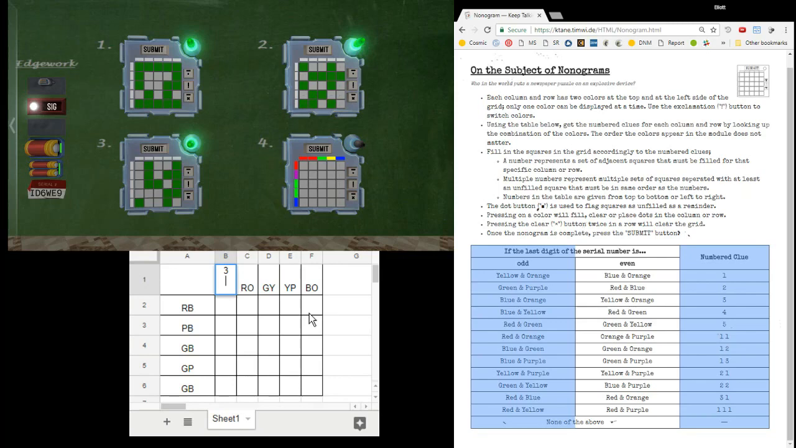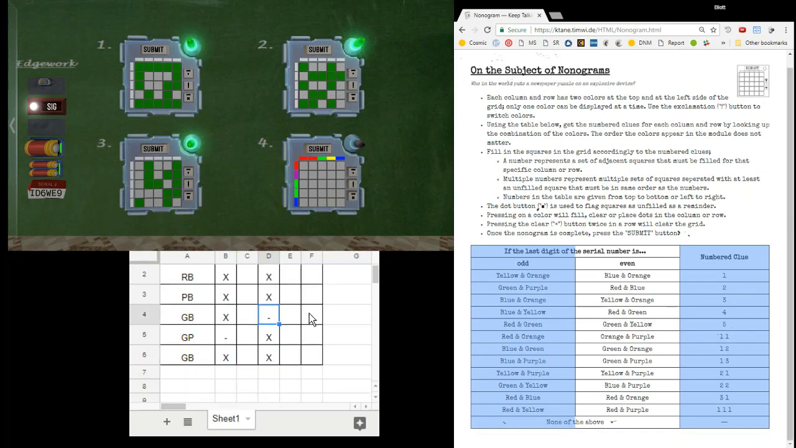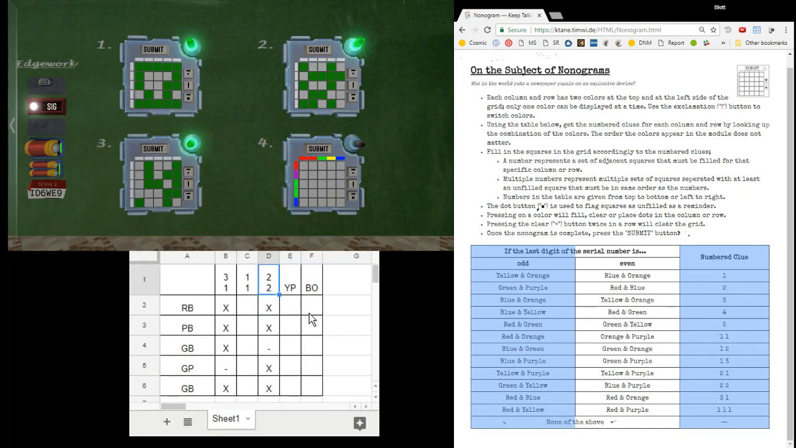Red, blue is 3, 1. Let's go ahead and mark it. Everyone has to look like that. Red, orange is 1, 1. Green, yellow is 2, 2. 2, 2 is another one that we know how it has to go. Yellow, purple is 2, 1.